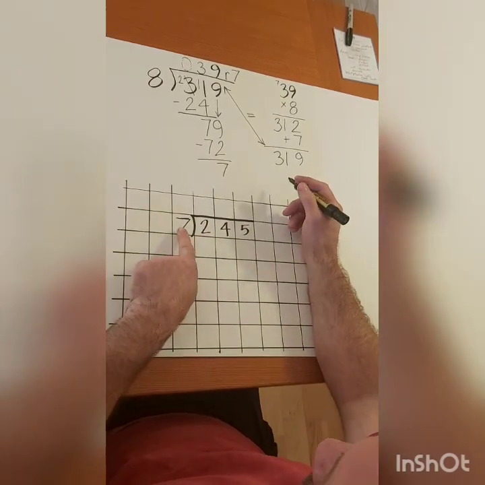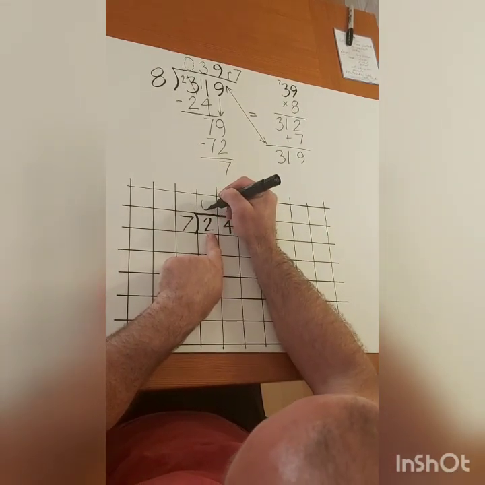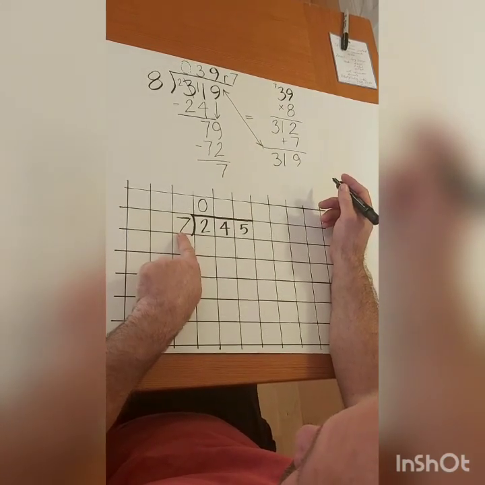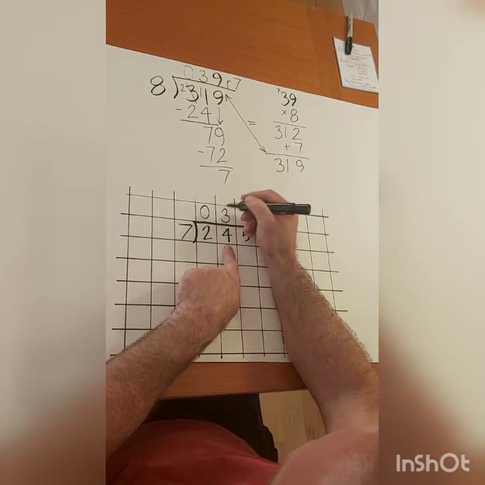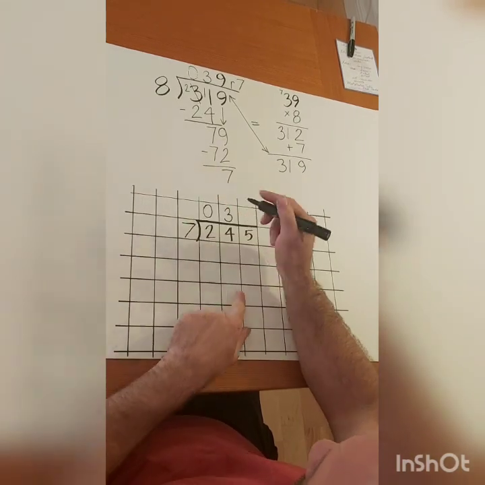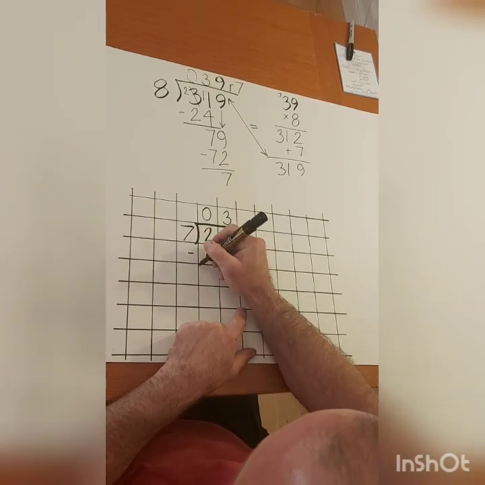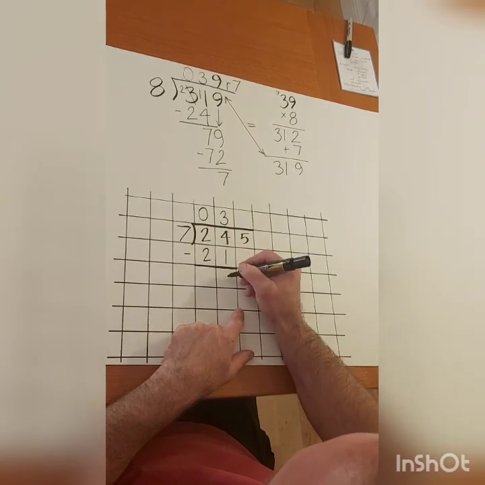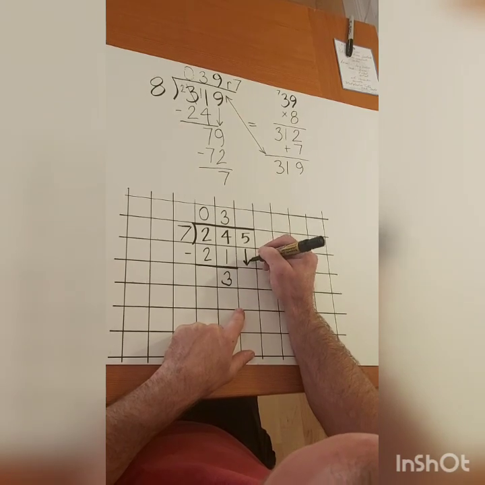So we start the problem by dividing 7 into 2. It's not possible. We write a 0 in the box above. Next, we try dividing 7 into 24, and I know that that goes 3 times. Again, 1 digit per box. 3 multiplied by 7 is 21. We subtract. 4 minus 1 is 3. Our next step is to bring down the next number, which is a 5.